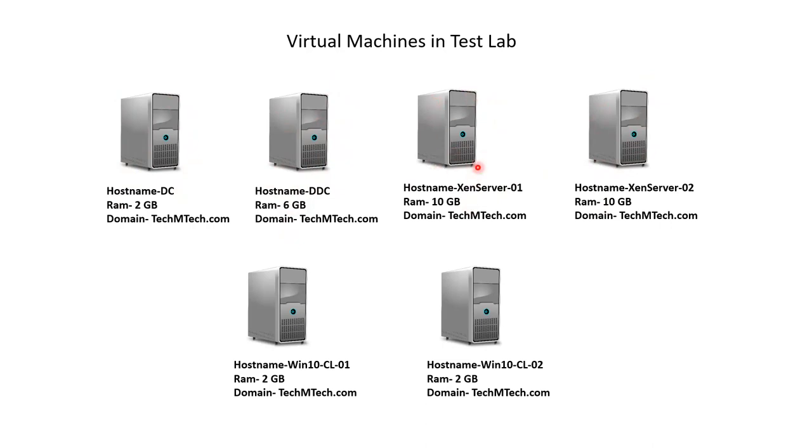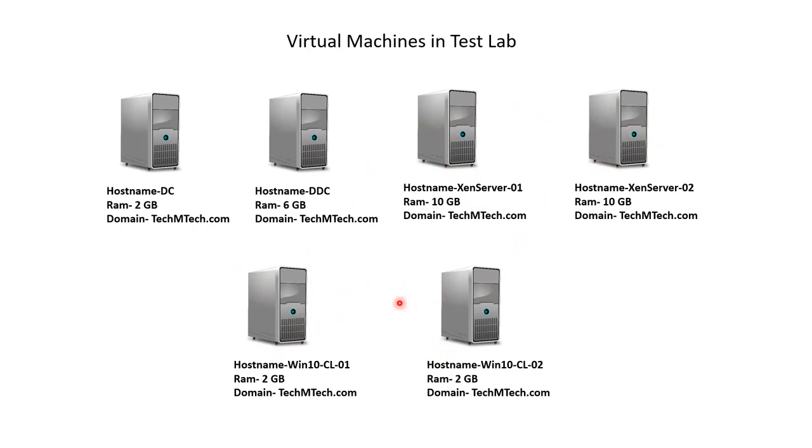So why do I consider two hypervisors? If one server goes down, in that case we can resume the services with the second hypervisor. And these two machines are the end users' machines. On these machines, we will install the Citrix Workspace app and try to hit the resources that we published or hosted in our hypervisor.